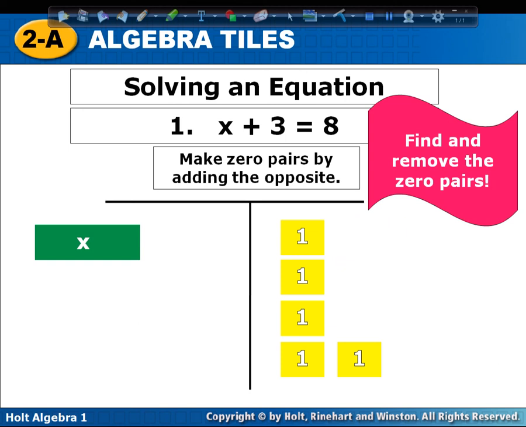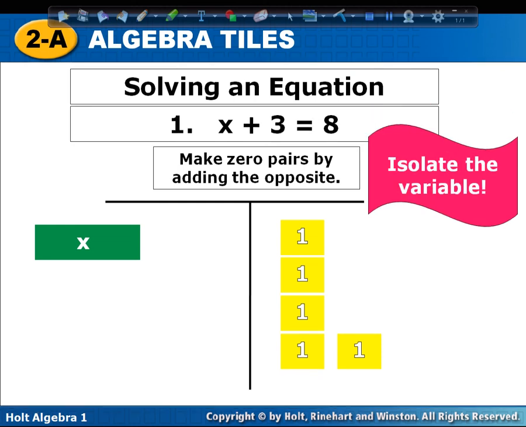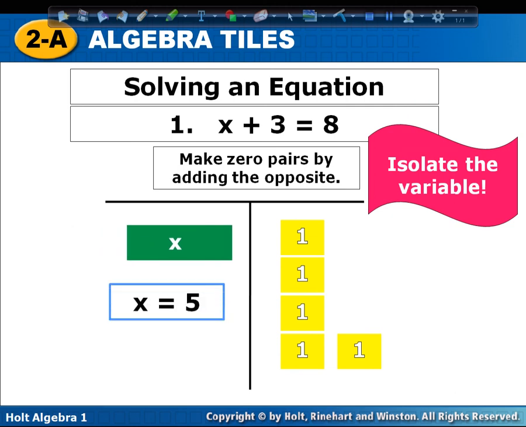So again, they disappeared, and what we have left is our answer. We know that we're done because our x value is by itself. So we have x, and then our t-bar, which is our equal sign, and then we have 5 positive unit pieces. So our answer to this equation is x equals 5. We know that this is true because if we plug it back into our equation for x, if we put in a 5, 5 plus 3 does equal 8.